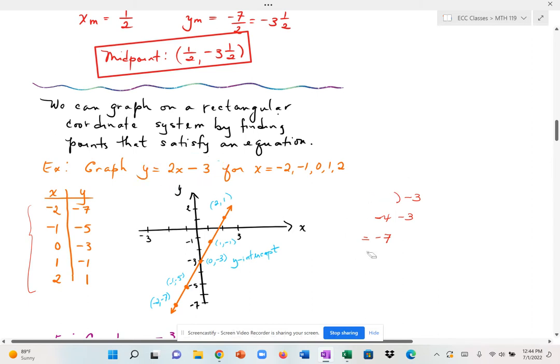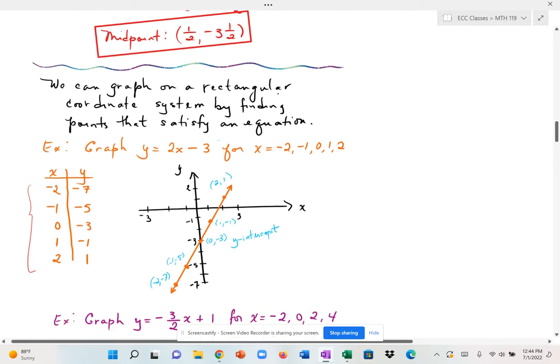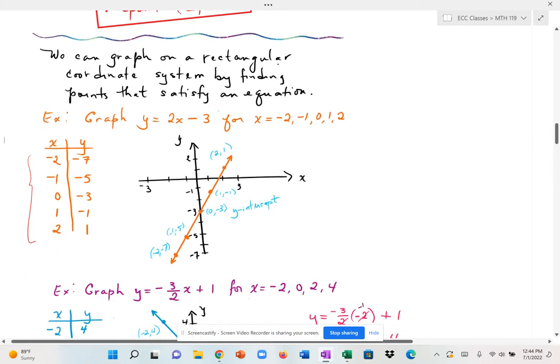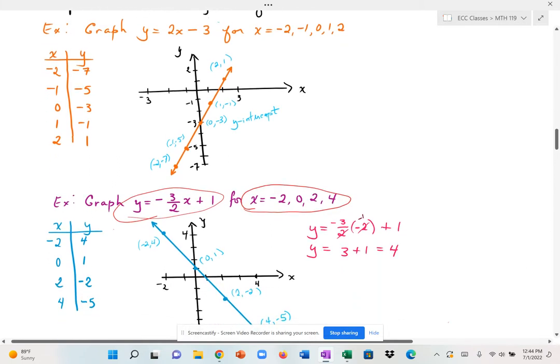Okay, so we'll do another one here. Here we want to graph y equals negative 3 halves x plus 1. This is in the same format as the previous example. These are the values of x that are given. Again, I set up a table and put all the values of x here. You plug in each x value one at a time into the equation.